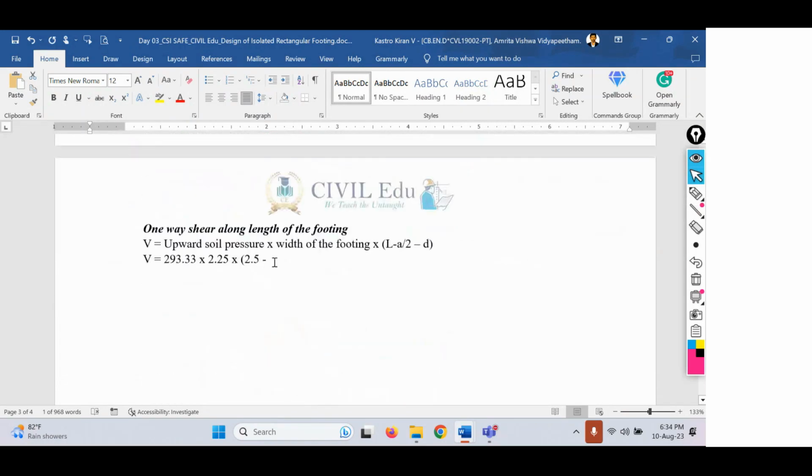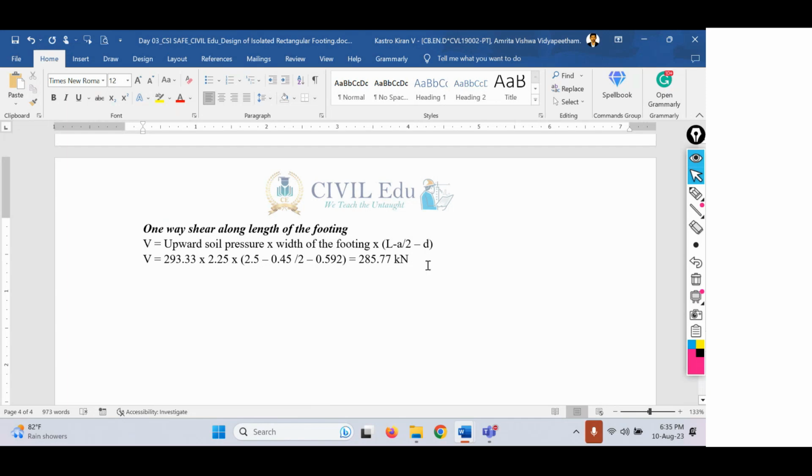I'll make it in terms of meters, that will become 0.45, divided by 2, minus D. What is D? The effective depth, which is 592 mm. In meters, that is 0.592. From this, we get the shear force value, which is 285.77 kilonewtons. This is the amount of shear force coming along the length of the footing.